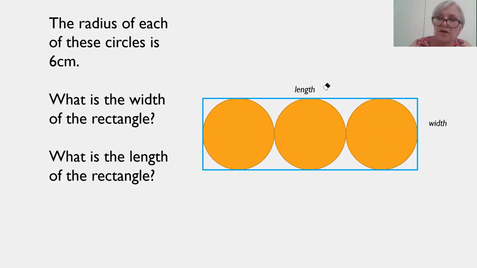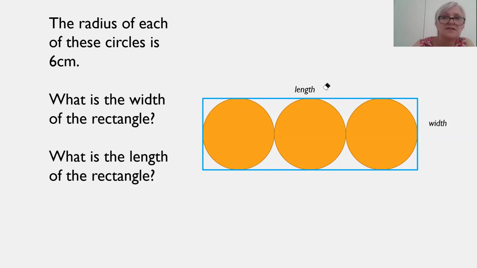So from here to the center of the circle is 6 centimeters, because we know that the radius of each of the circles is 6. And there are 2 of those, aren't there? Because that's one radius and that's the other radius. 1, 2. So that makes the width altogether 12 centimeters. Okay, lovely. And then we want to know what the length of the rectangle is.